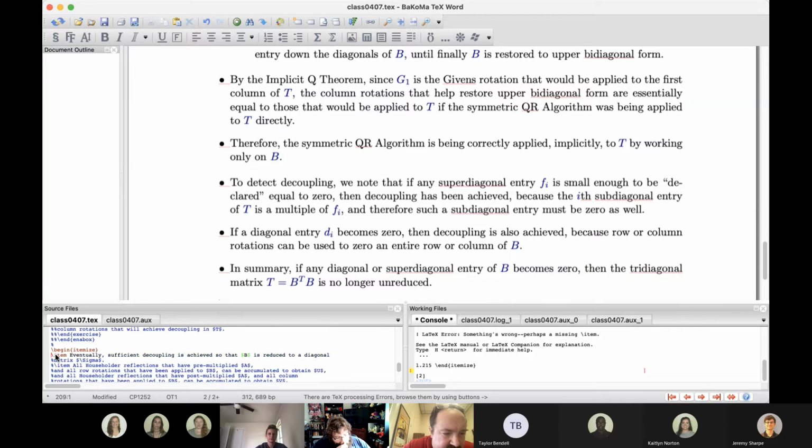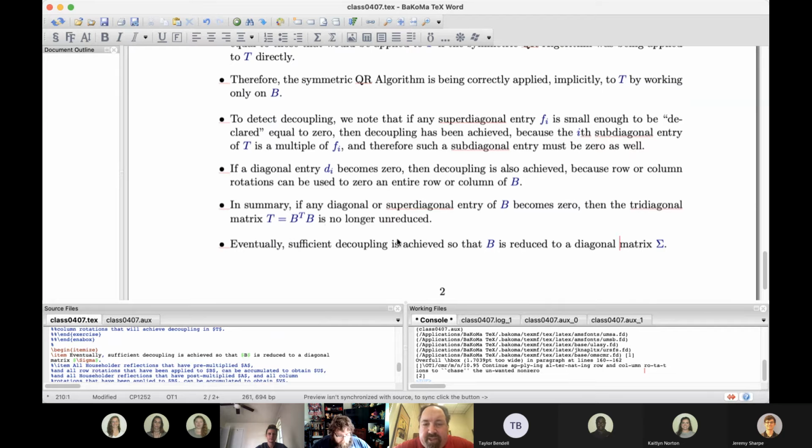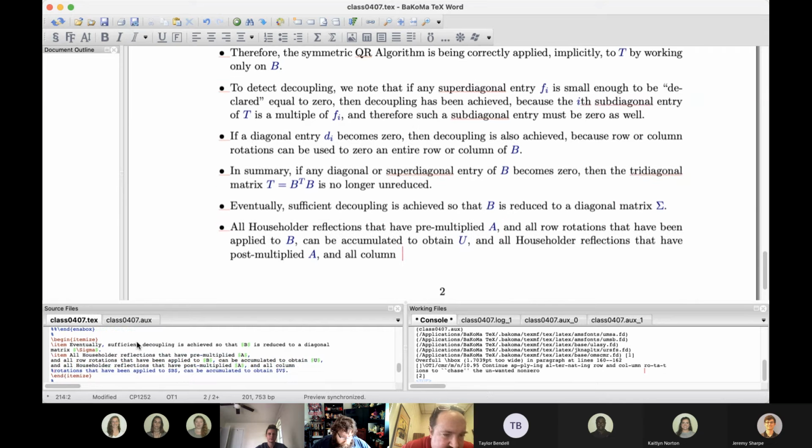Okay, so eventually we reduce B to diagonal form. That would have the effect of also reducing T implicitly to diagonal form. And then the symmetric QR algorithm that we're faking is finished.